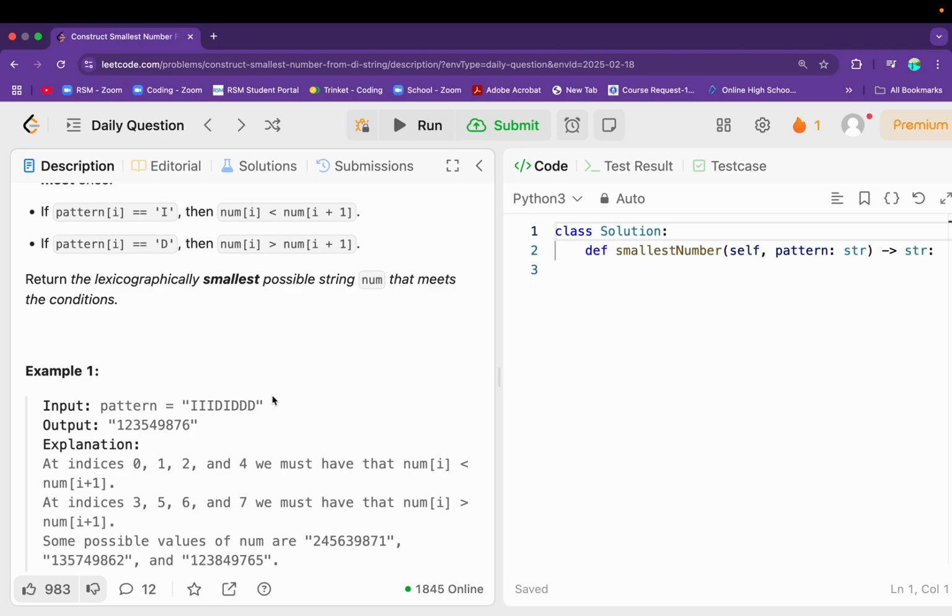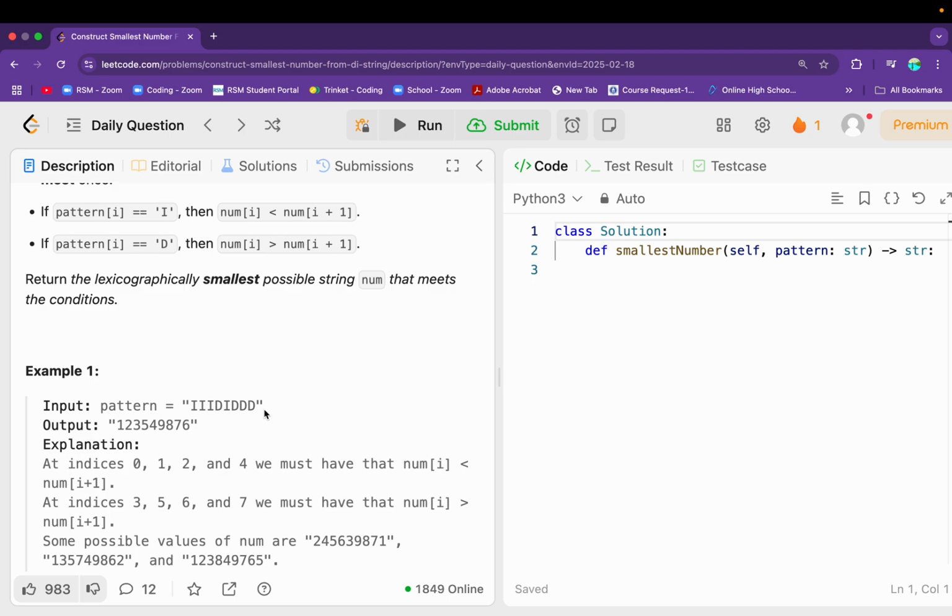Something very important to note is that the input string pattern has a length of 8, whereas our output actually has a length of 9. Right, n would be 8 in this case, and we'd have an output of string length n plus 1, or 8 plus 1, which would be equal to 9.